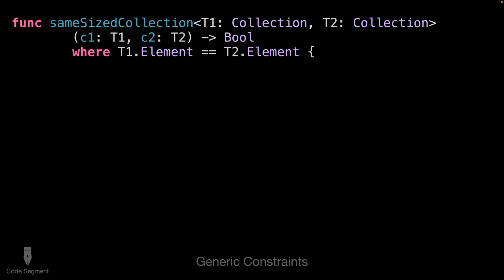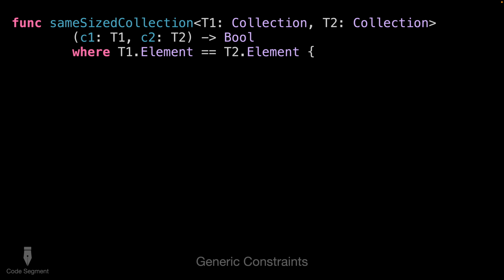Where T1.Element == T2.Element. So now we're saying, cool, these two collections can be different types. They can be a set and an array. They can be an array and a stack. They can be whatever, as long as it implements Collection. But the two instances passed in must both have the same generic Element type. It must be equivalent.